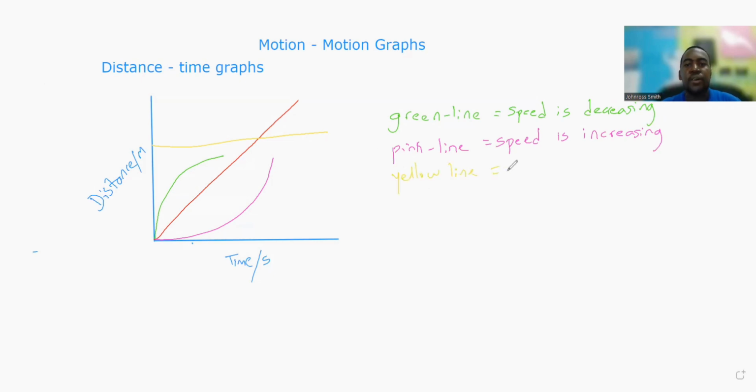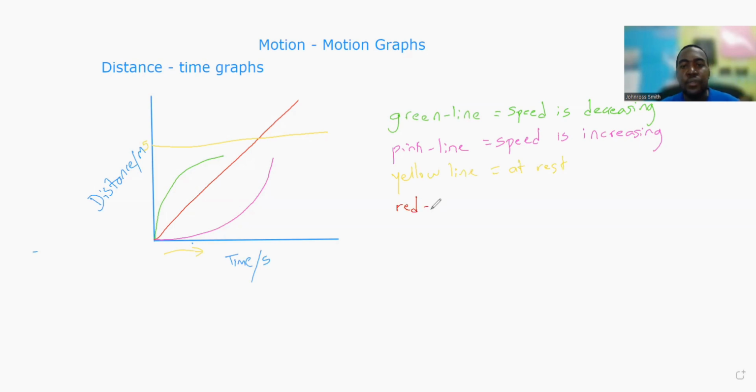All right, then let's look at our yellow line. Our yellow line is a horizontal line from a specific distance. If we put this number as 5, we notice as time changes, it's still at 5 meters distance. The simple way to say that is that the object is at rest. It's not moving. So it's stationary at that 5 position mark. And then finally, we look at our red line, which is a straight diagonal line.